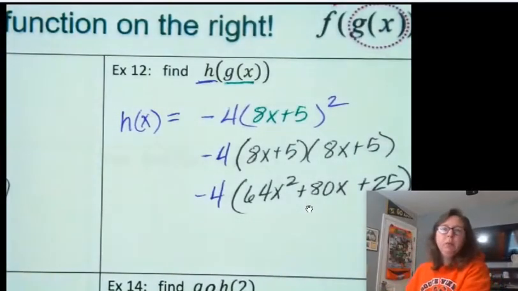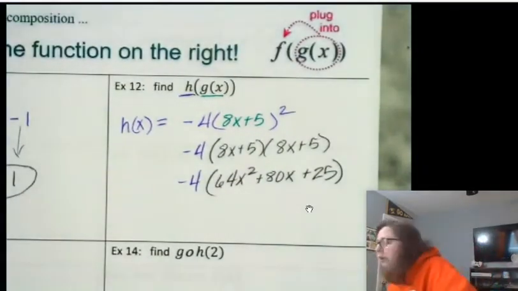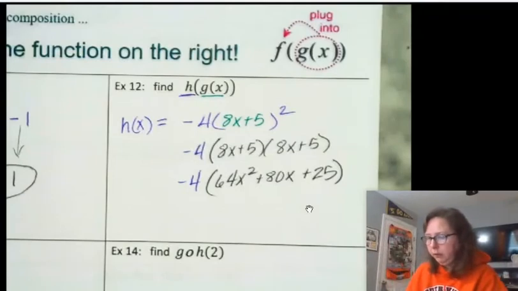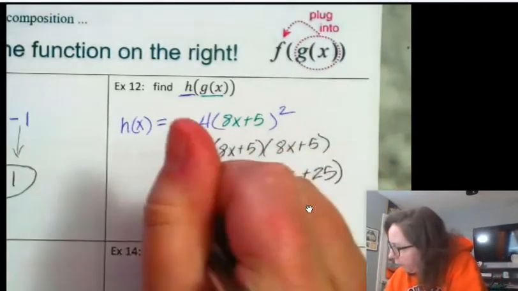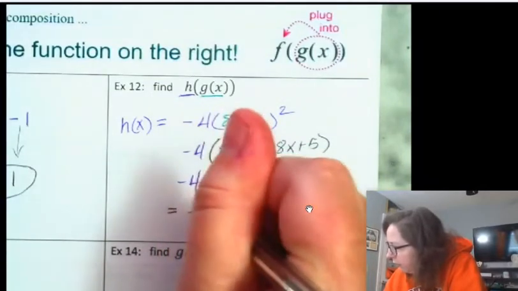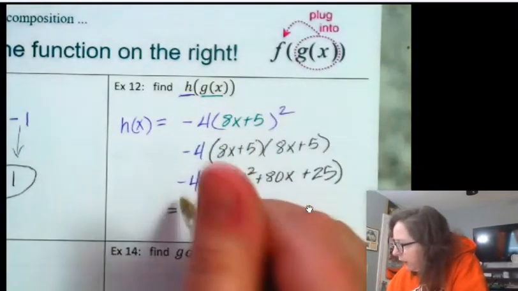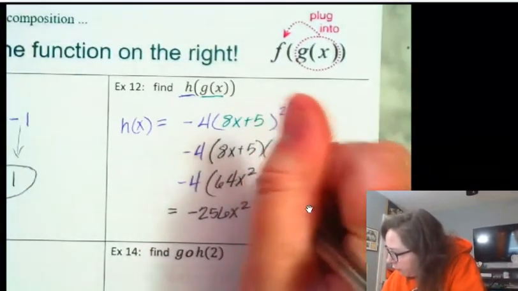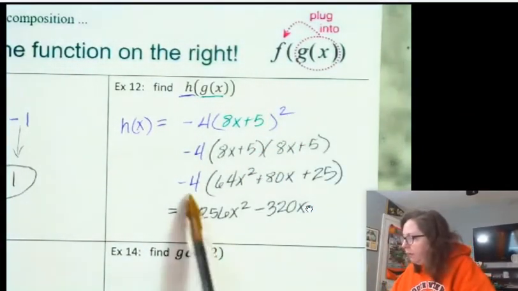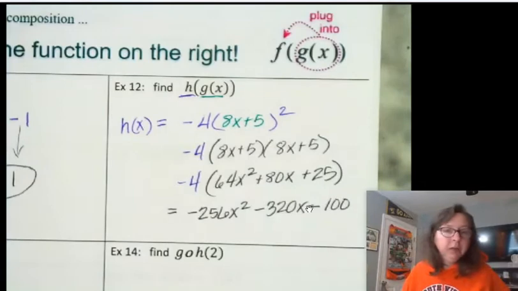Okay, so now my very last step is to distribute this -4 everywhere. I'm going to use my calculator and cheat just a little bit. 64 times 4 is a negative 256x squared. 80 times 4 is, and that's a negative, so distribute that as well, 320x, and then 4 times 25 is 100. And that is my final answer.